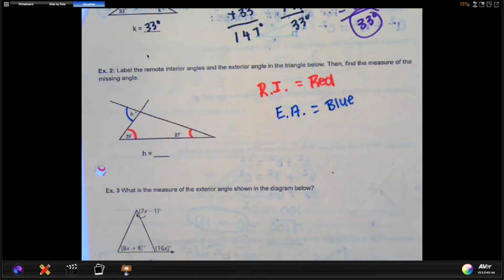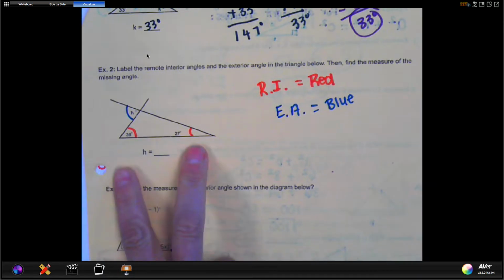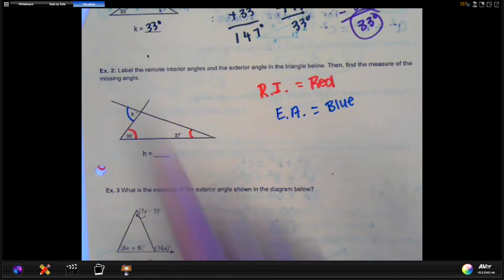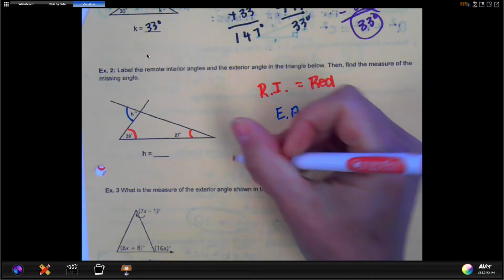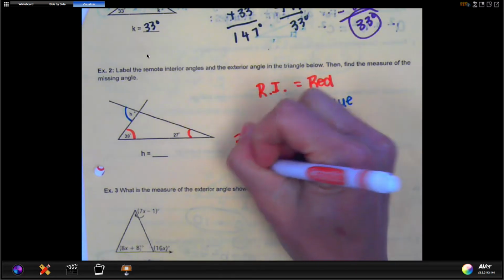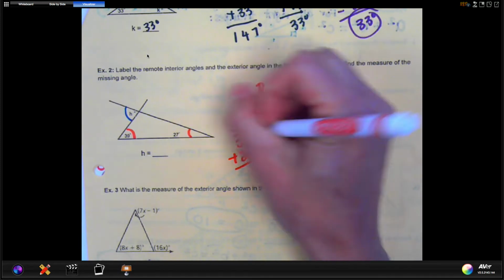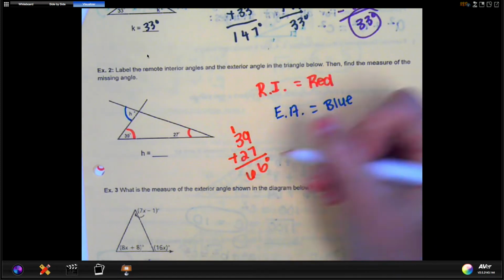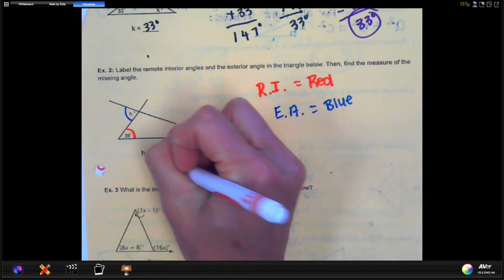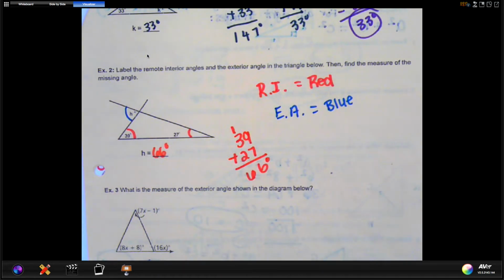Okay, so knowing that these two are going to add up to give me that one, this is a very simple question to figure out what H is. We're going to simply add our 39 degrees plus our 27 degrees, and we are going to get 66 degrees, and that's our angle for H here, 66 degrees. Okay, easy peasy.